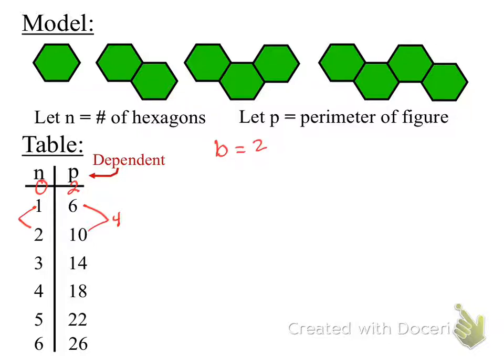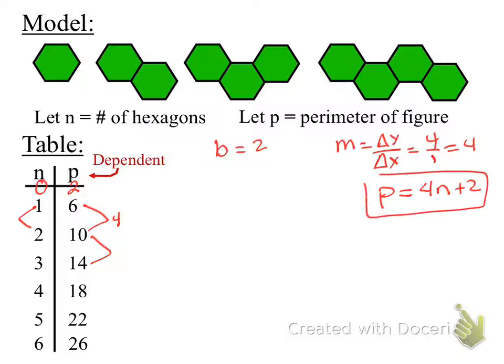And what is my slope? Remember, we're doing change in y over change in x. They seem to be constant. Sean? My slope is 1/4. No. The change in y is what? 4. Over 1. And so what is my slope? 4. So my equation would be p equals 4n plus 2. Is everybody understanding?